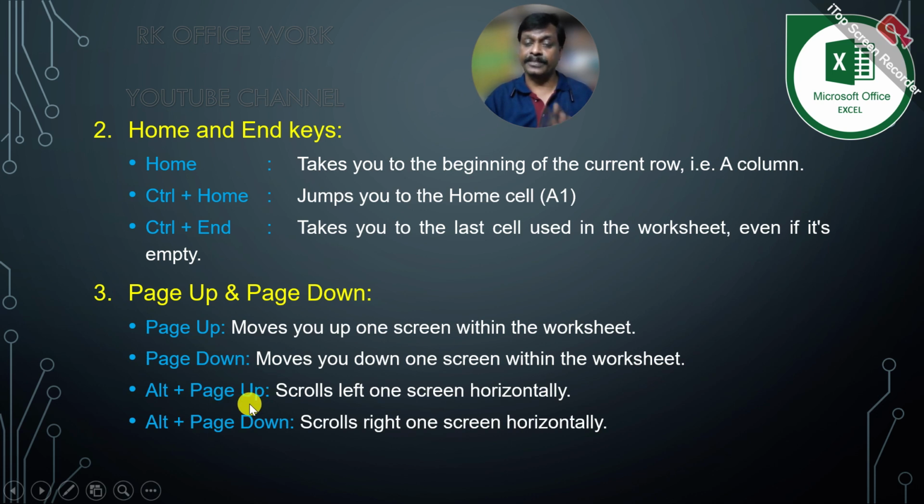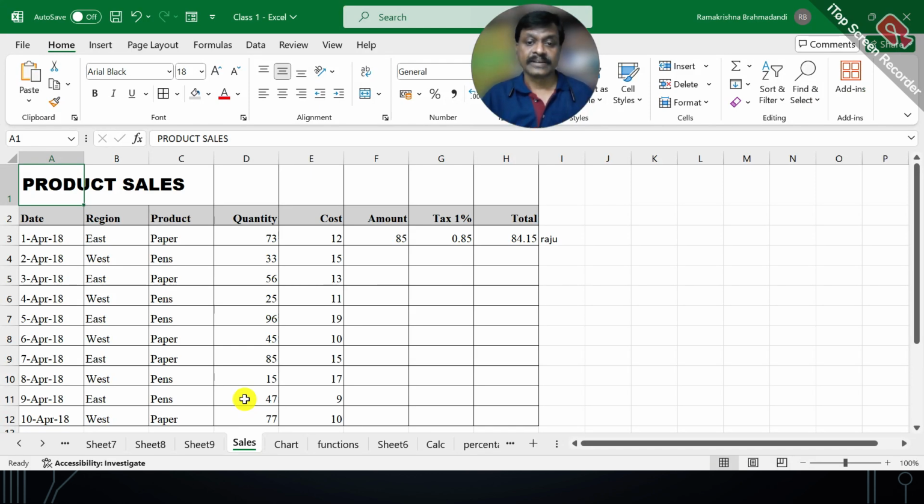So if I press alt page up, whatever screen is on the left side will appear. If you want to see the right side screen, then what will we press? Alt page down. You see. Of course, we are in the A column, the data is appearing from the A column. If I press Control page up, it is of no use. So let us press Alt page down.